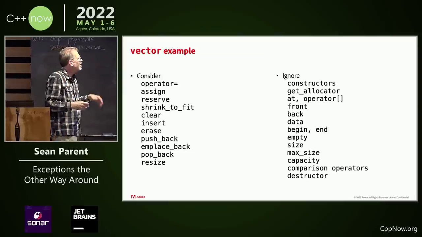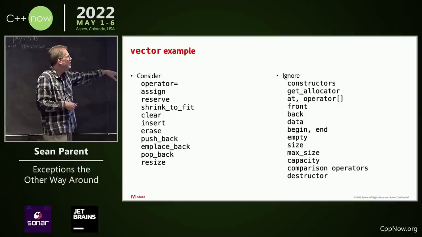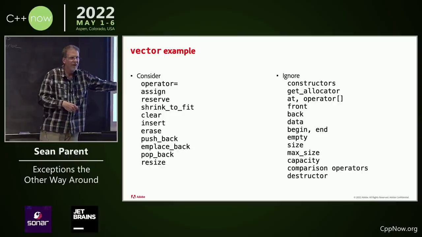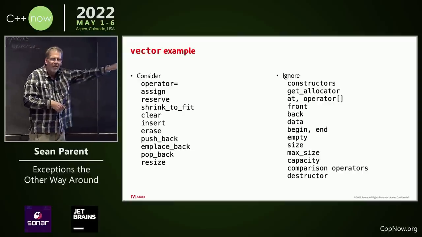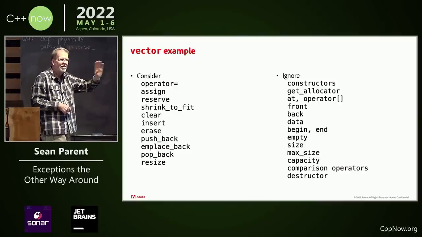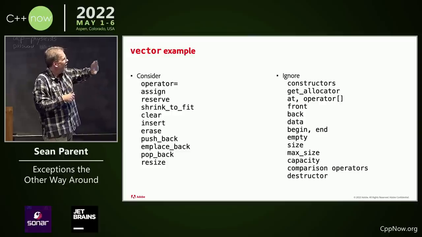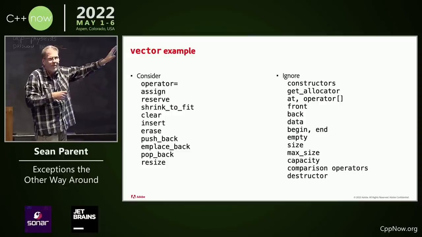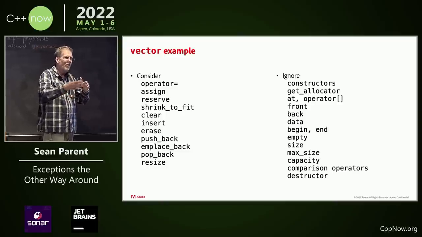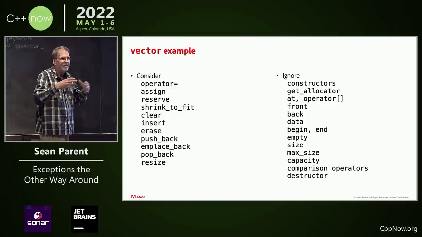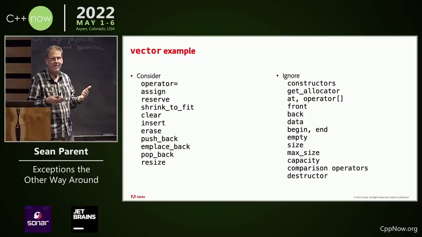So if I were looking at vector, we'd need to consider these mutating operations, and I'm lying a little bit. For the most part, I could ignore those other operations, with the exception of the constructors. What I have to make sure is that I can destruct. If I get partially constructed and an exception is thrown, I need to go back and clean everything up, but I'm not restoring the class invariants because the class invariants were never established.